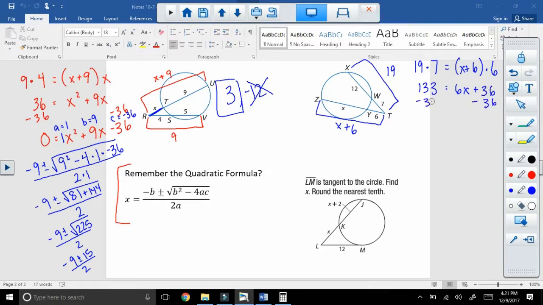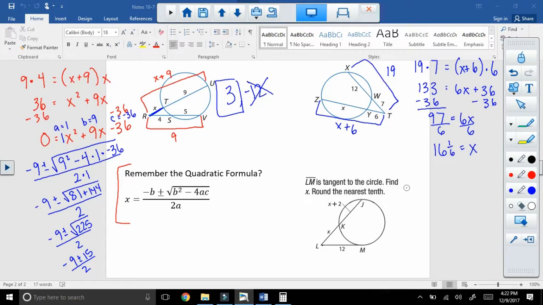When I subtract 36 from each side, I get 97 equal to 6x. And then dividing by 6, I get 16 and 1/6. If you change that to a decimal, that's fine. For this last example, here I have a tangent.